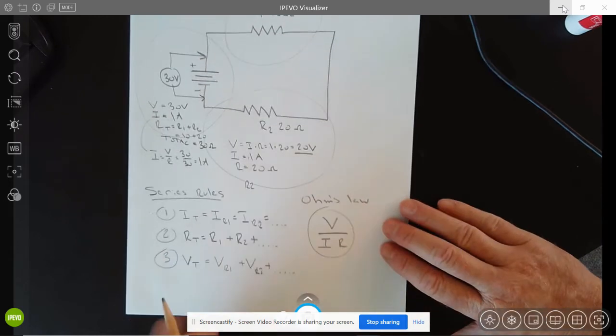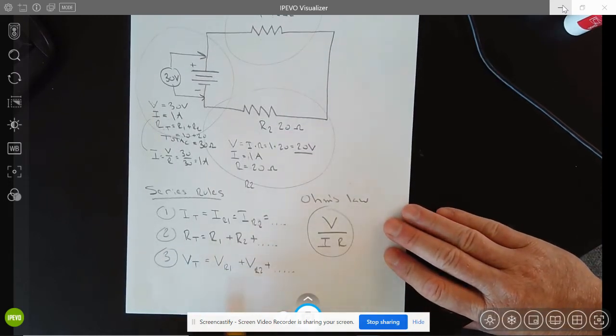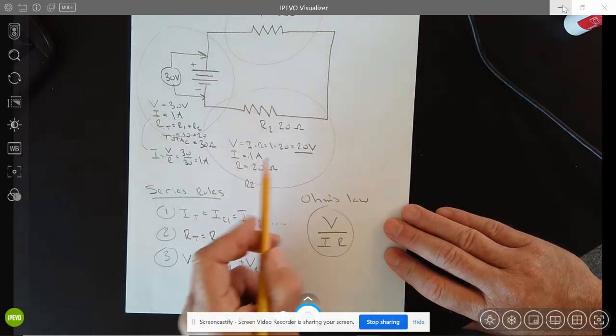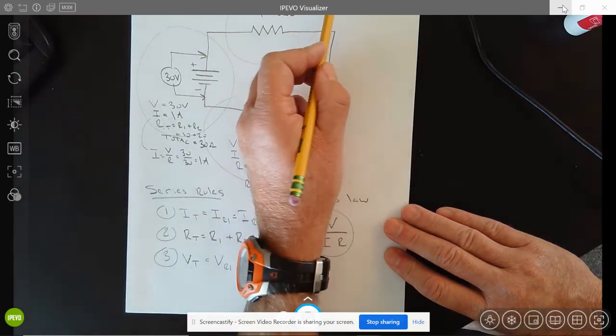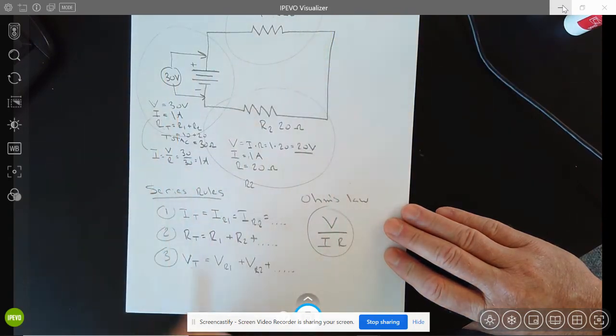Check it out. We never used the last rule down here. My total voltage is the voltage across resistor 1 plus the voltage across resistor 2. 20 plus 10 is 30. So the rule holds true. So that's how you would solve the circuit.